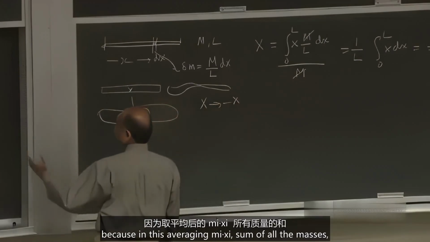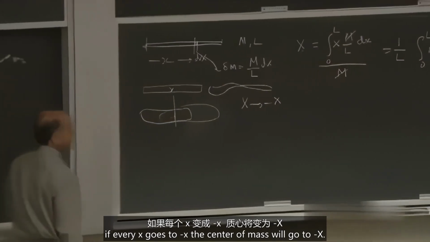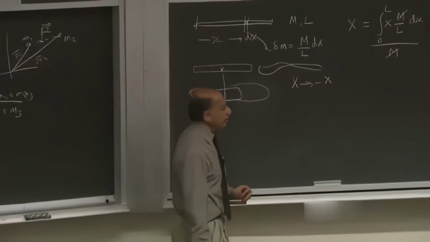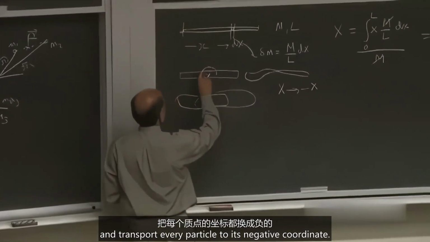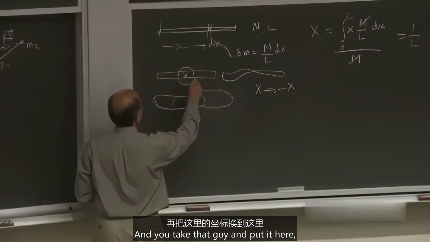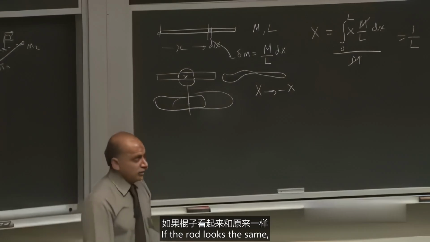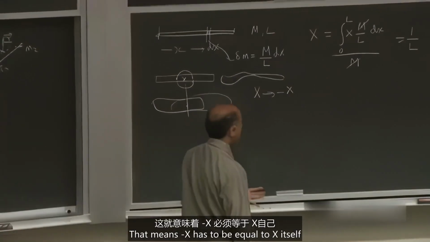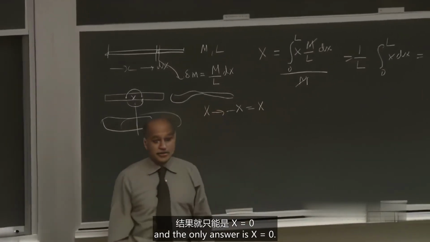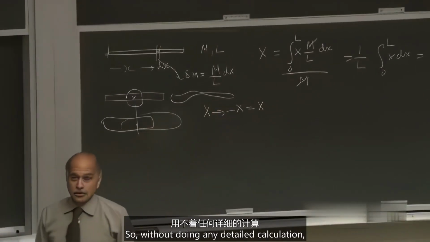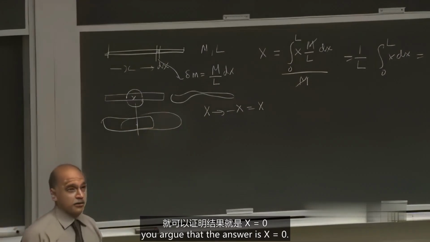Because in this averaging, m_i x_i, summed over all the masses, if every x goes to minus x, center of mass will go to minus x. But now take this rod and transport every particle to its negative coordinate, and you take that guy and put it here, the rod looks the same. If the rod looks the same, the center of mass must look the same. That means minus x has to be equal to x itself, and the only answer is x equal to 0. So without doing any detailed calculation, you argue that the answer is x equal to 0.